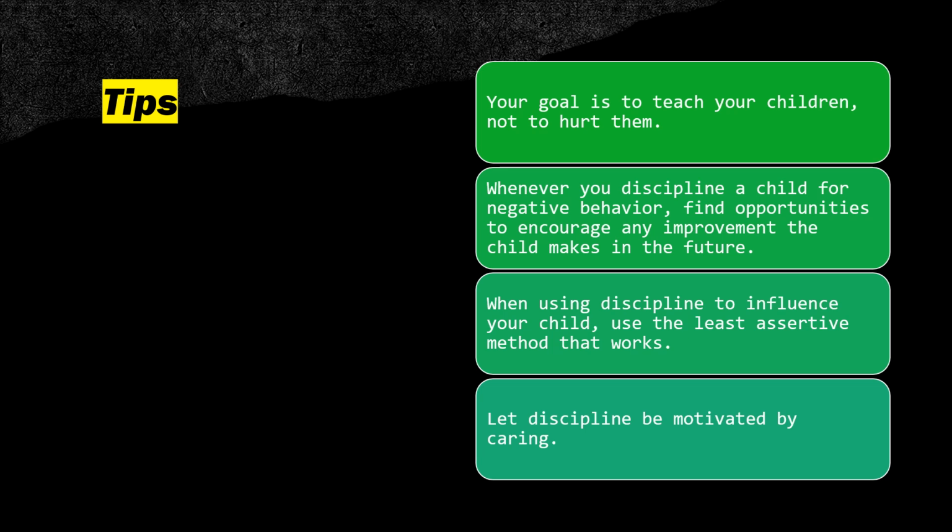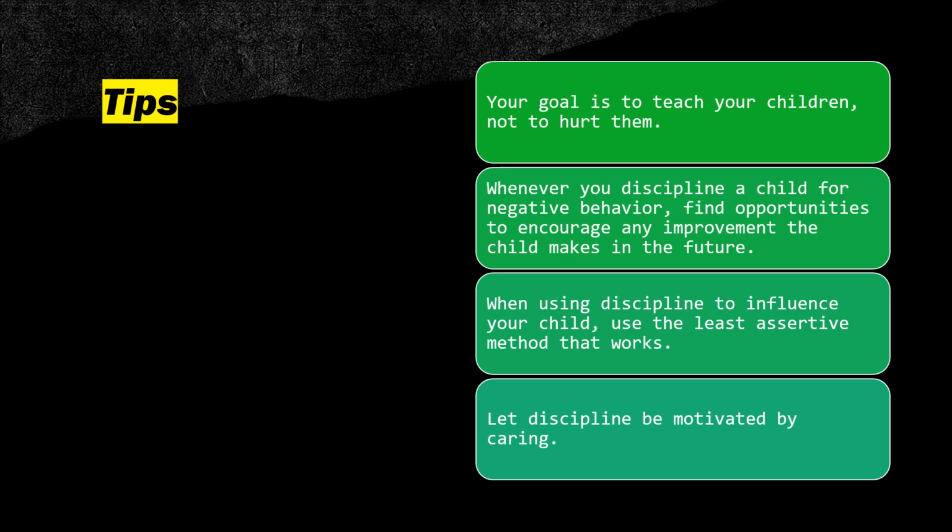And whenever you're disciplining a child for negative behavior, find opportunities to encourage any improvement the child makes in the future. And your encouragement is going to do a lot to promote more positive behavior. On the other hand, when a child improves their behavior after being disciplined and you ignore the improvement, it's going to be very discouraging. And that discouragement leads to the misbehavior.